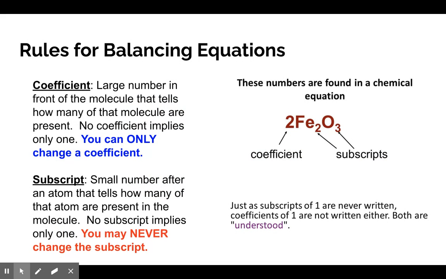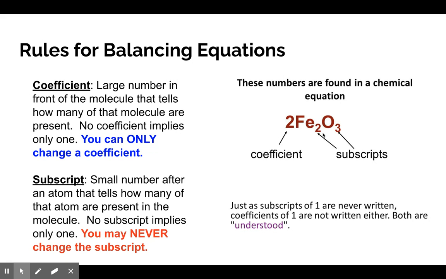So, just a review of some of the numbers that you're going to see in the different chemical formulas that will be found on either side of the yield sign. Coefficients are the big numbers that occur up front, right? So this large 2 tells us how many of these molecules are present on either side of the equation. The subscript is the smaller number that tells us how many of these atoms are found in this molecule.